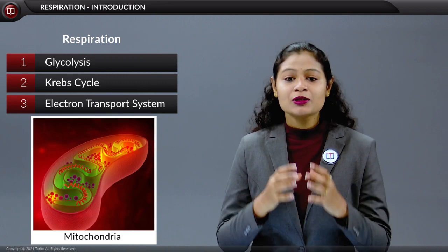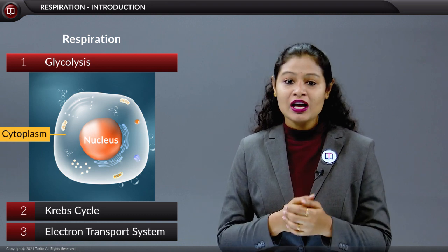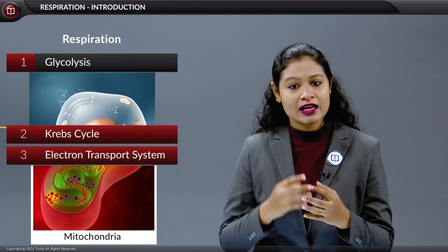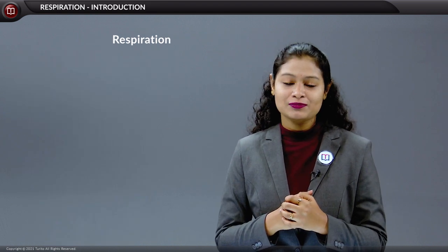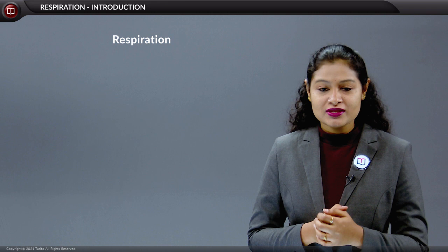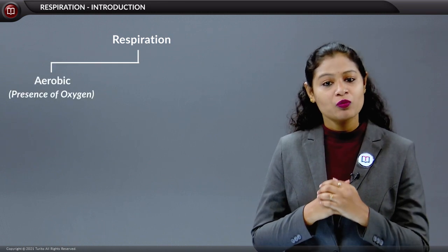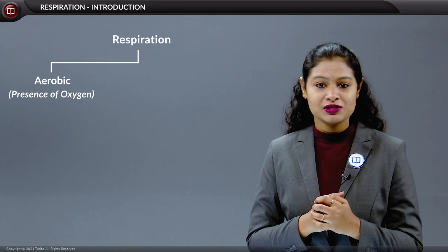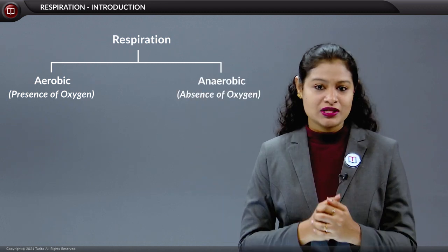We see that the process of glycolysis is happening in the cytoplasm, whereas Krebs cycle and electron transport system will happen in the mitochondria. The respiration process occurs in 2 types. If there is presence of oxygen, we call it aerobic respiration. If there is absence of oxygen, we call it anaerobic respiration.